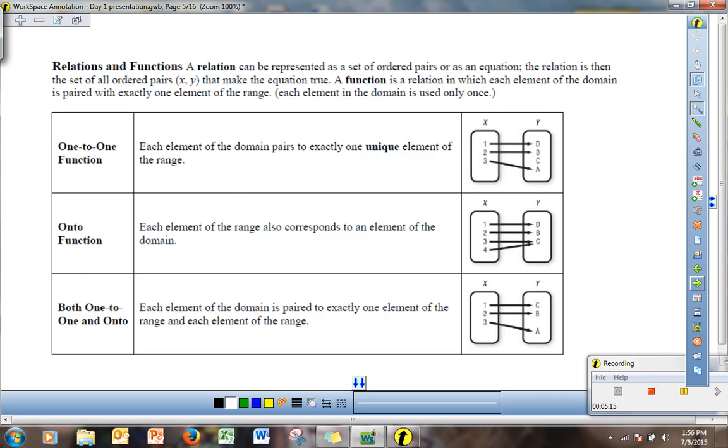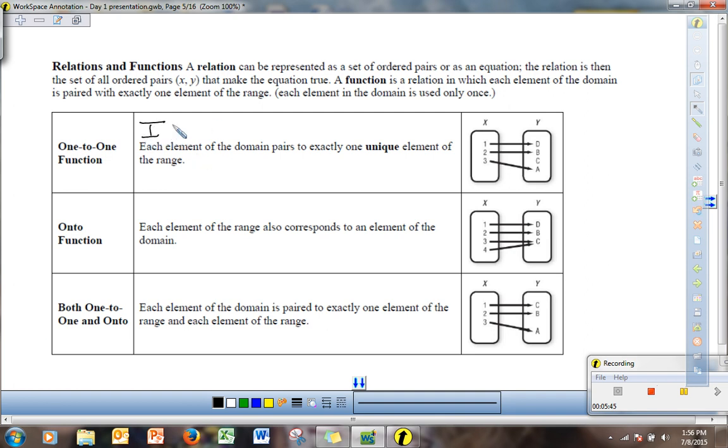Once you know what a function is, then we can classify it as either one-to-one, onto, or both. So if you will, your class notes right there in front of you, it's a one-to-one function. Here's the mathematical definition: each element of the domain pairs to exactly one unique element of the range. Let's clean that up just a little bit. Add this definition, if you would.